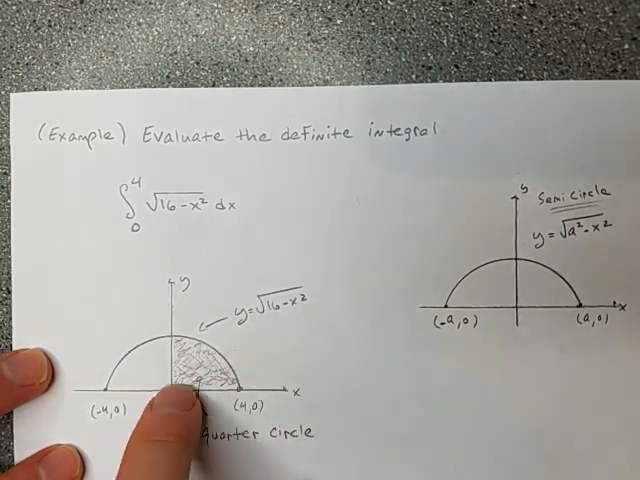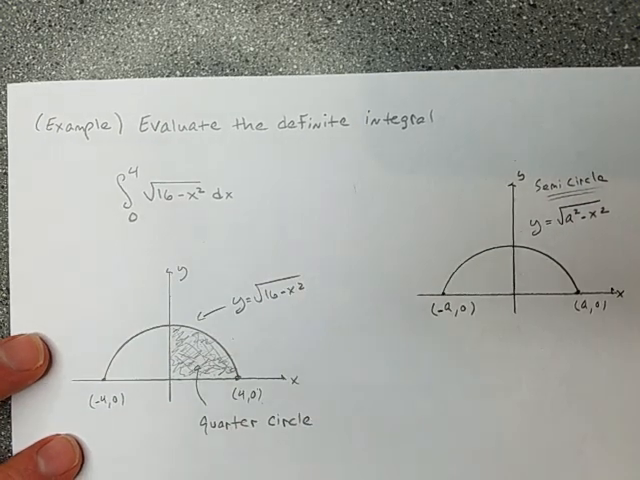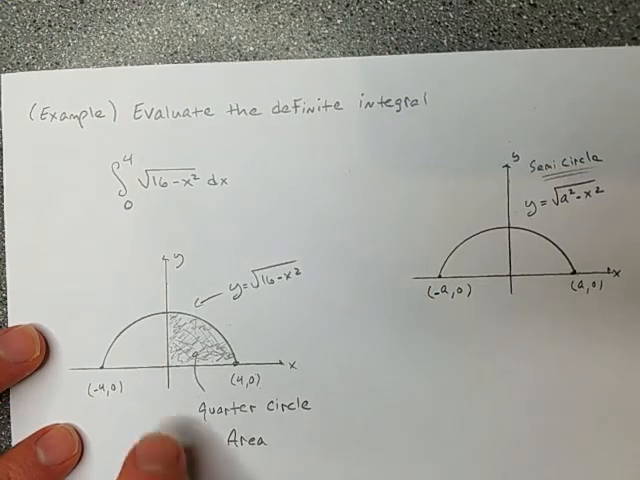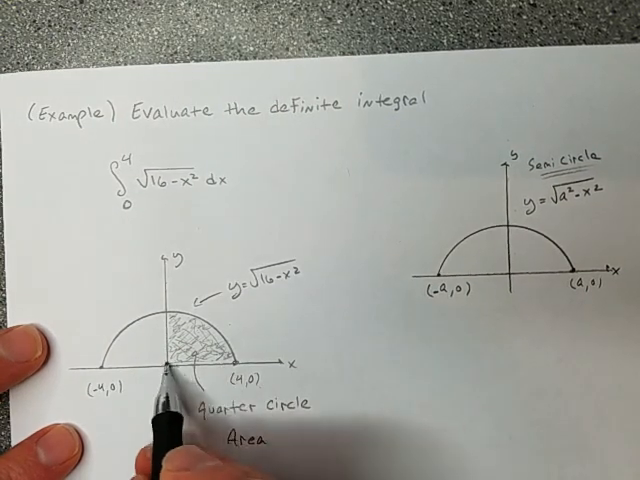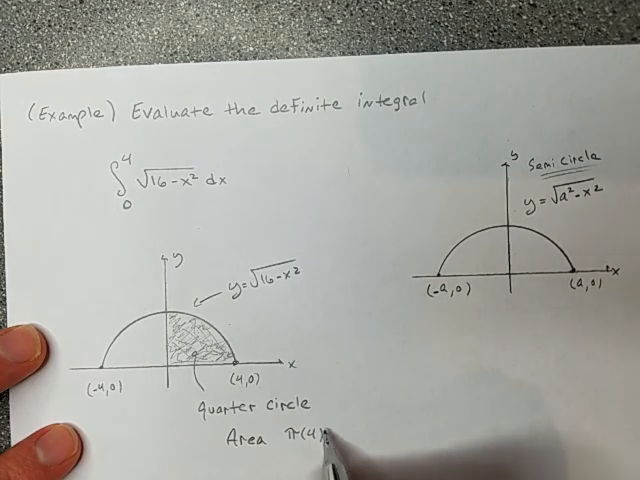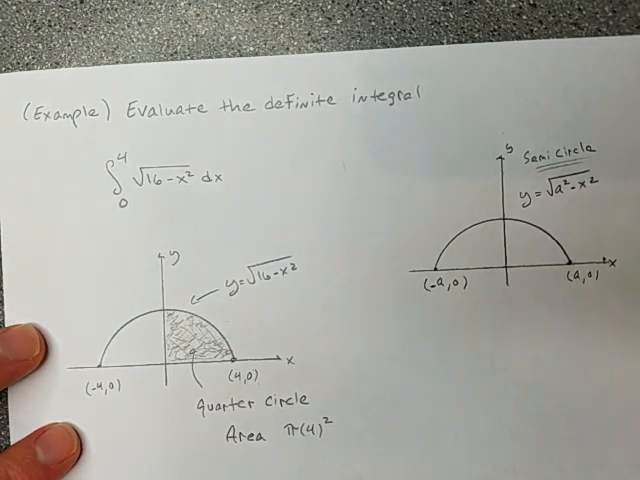Let's see, what's the area of an entire circle that has a radius of 4? Well, the area of an entire circle that has a radius of 4 is going to be pi times 4 squared. Okay, pi r squared.